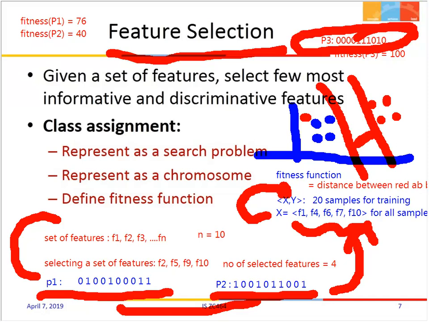Okay, so now can you suggest one more measure for calculating the worth of a chromosome, instead of distance between red and blue? Which particular criteria can be used to compute the fitness value of a chromosome? Yes, angle, you're saying the angle between what, Anish? Angle of what?